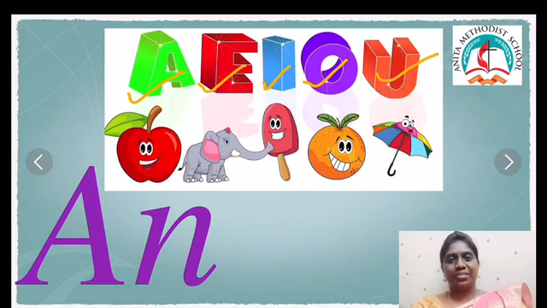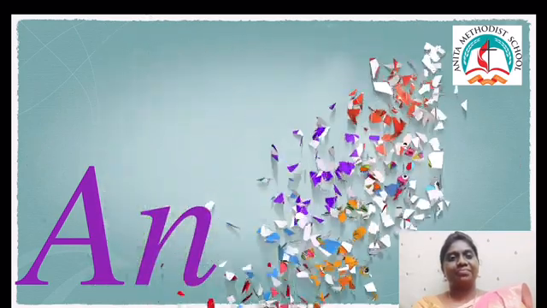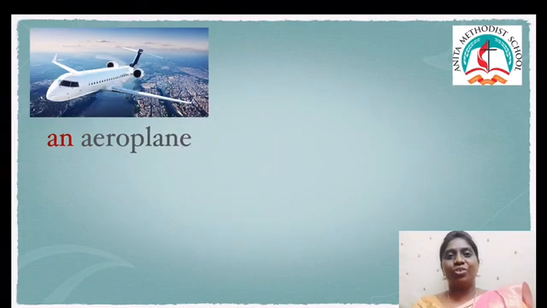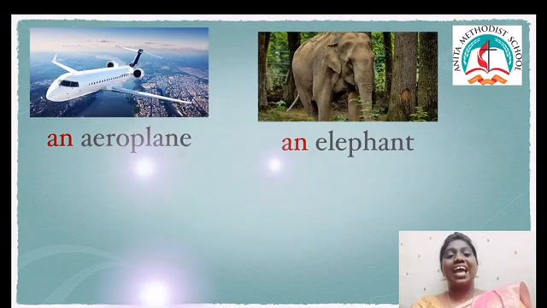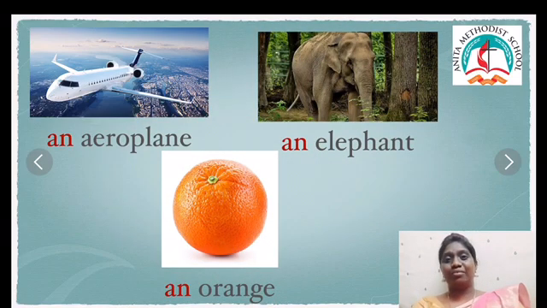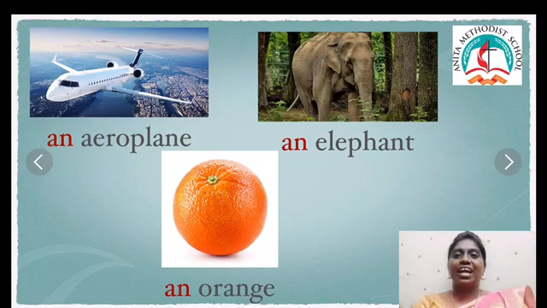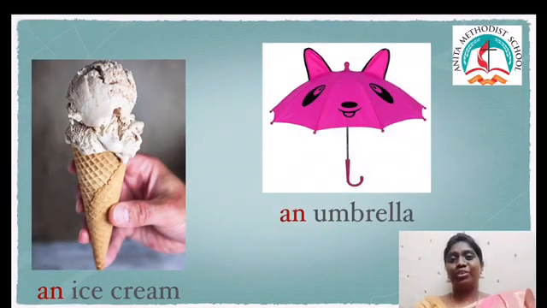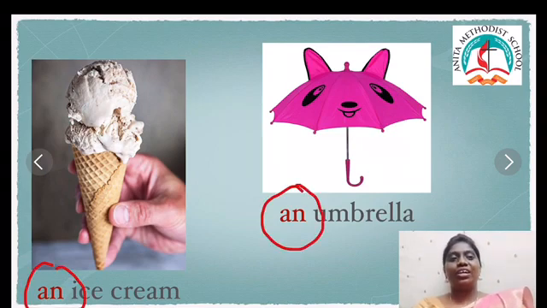Let's see a few examples. An aeroplane. So an is an article. Then an elephant. E is a vowel and an is an article. An orange. O is a vowel letter and an is an article. An ice cream. It begins with I, so we use an ice cream. Then an umbrella. U is a vowel letter, so an umbrella.